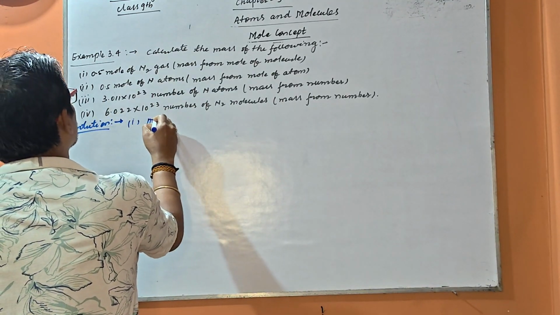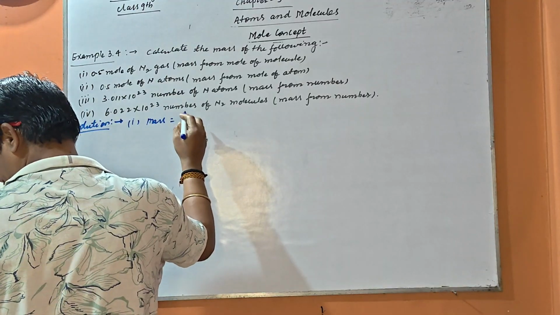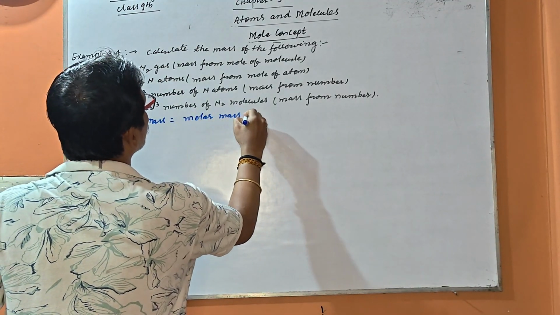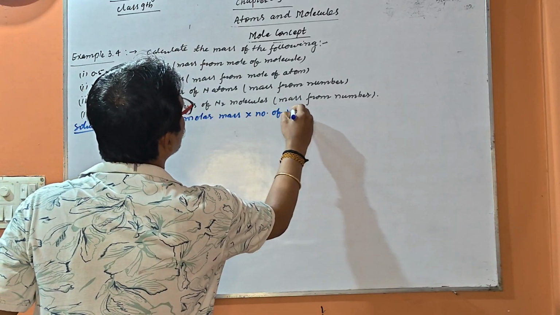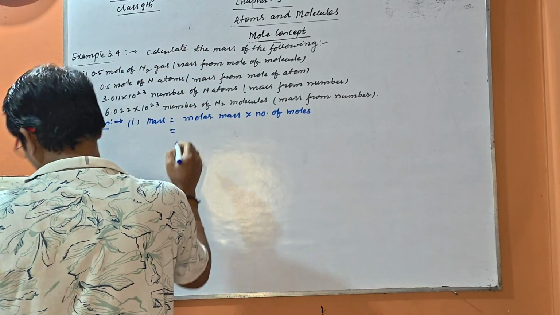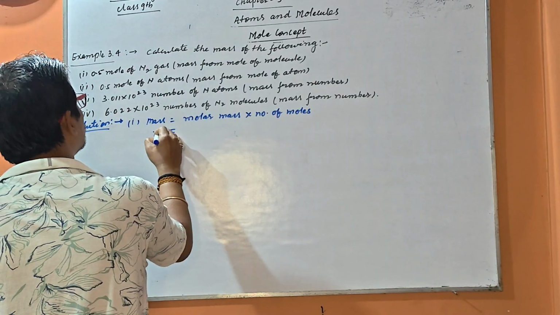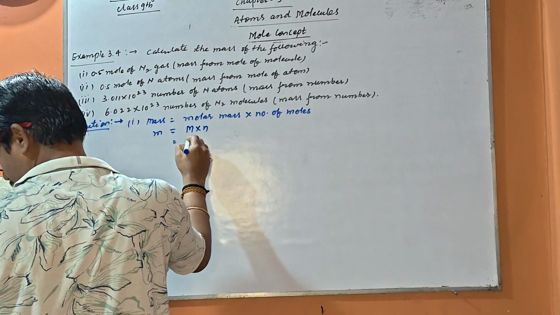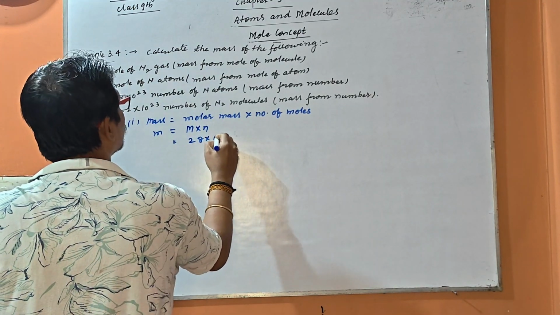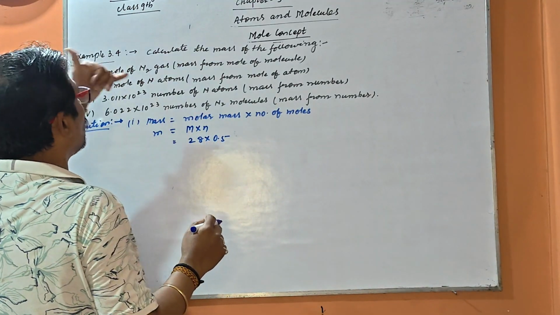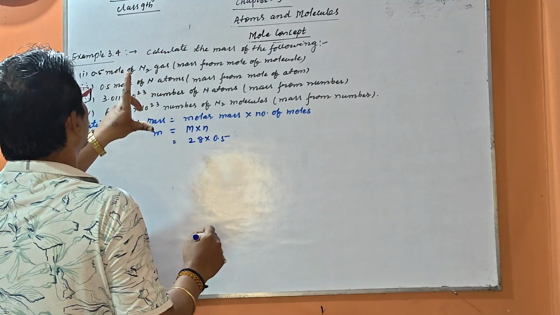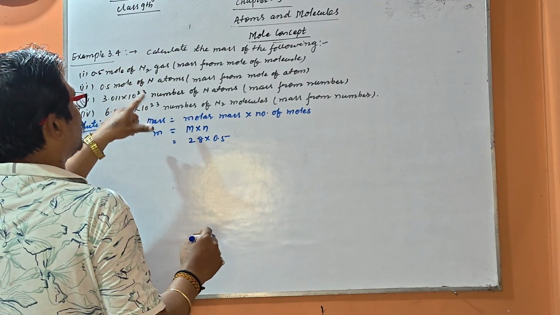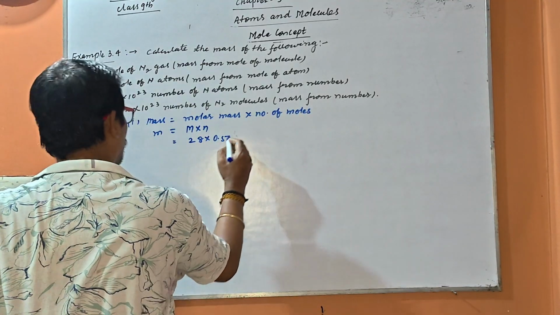So question number 1: mass is equal to molar mass into number of moles, m is equal to M into n. You can write here 28 into 0.5. For the N2 molecule, 14 into 2 is 28, the atomic mass of nitrogen is 14 and 28 because 2 atoms of nitrogen are present there. 28 into 0.5 is equal to 14 gram.